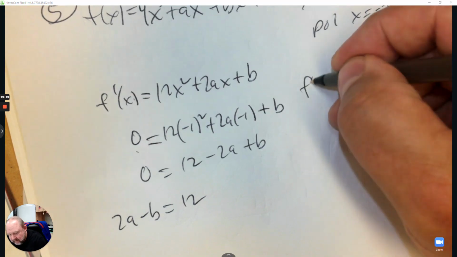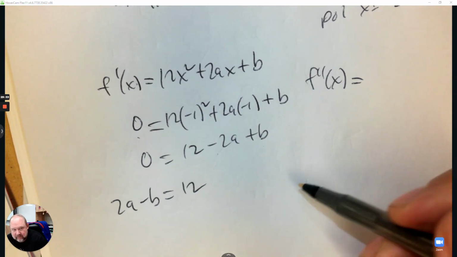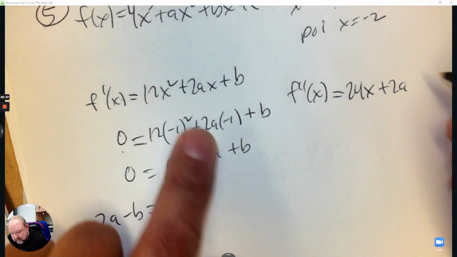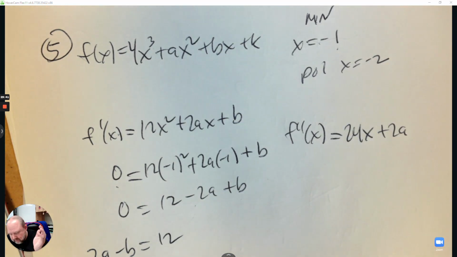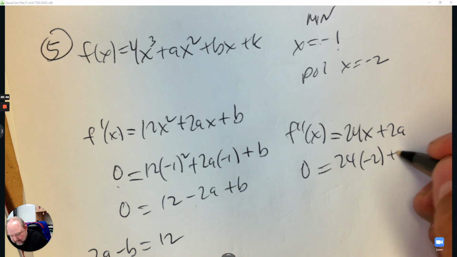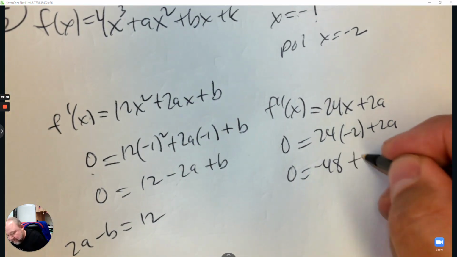Then I'm going to do the second derivative. The second derivative is 24x plus 2a. A point of inflection means it's equal to 0, so I'm going to plug in negative 2 for x. So I get negative 48 and 2a.